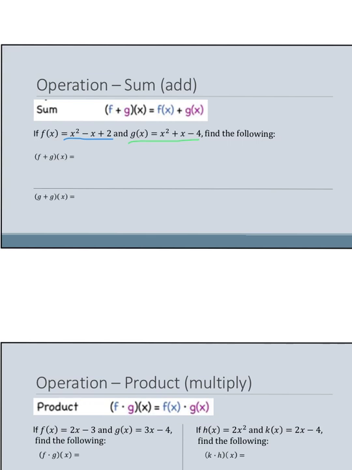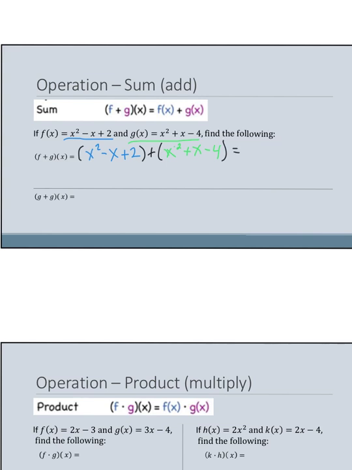So for this one, we're going to take the f function here and add it to the g function. So I'm going to use parentheses. I'm going to take parentheses, my f function, which is x squared minus x plus 2, and I'm going to add to that the g function, which is x squared plus x minus 4. Sorry if that's hard to read.